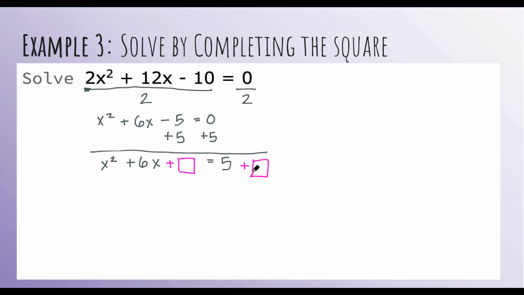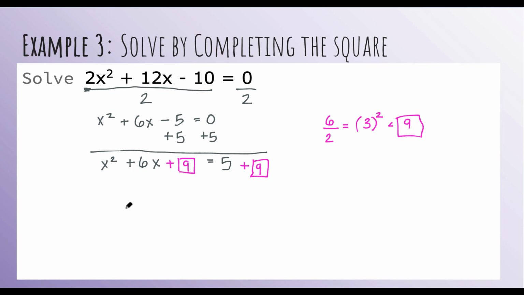So when we're adding our box, we need to figure out what goes inside. So we're going to take our b value, and you need to show this work. So we're going to take b and divide it by 2. So when we do that, we end up with a 3. I put parentheses around the 3 and I square it. And I end up with 9. And I put 9 inside the box because 9 goes inside of this box here and there.